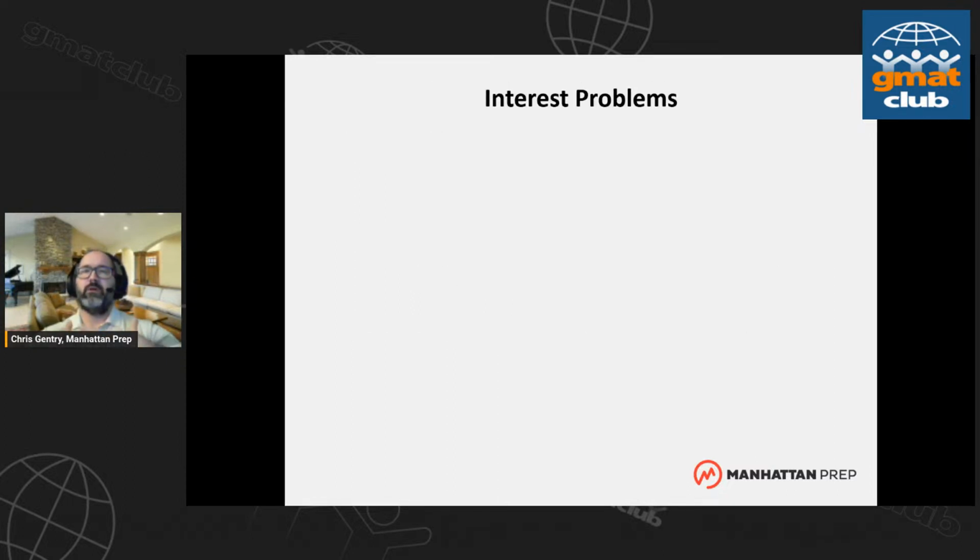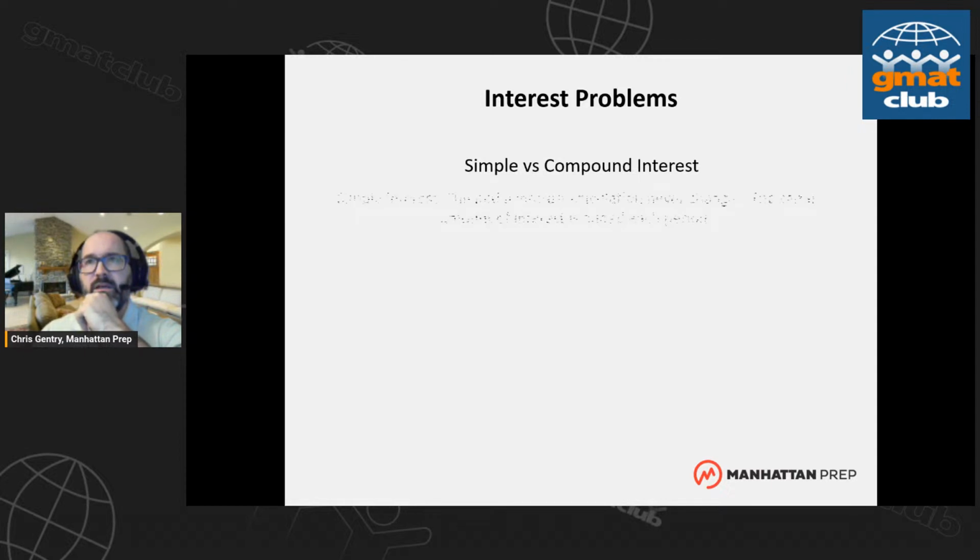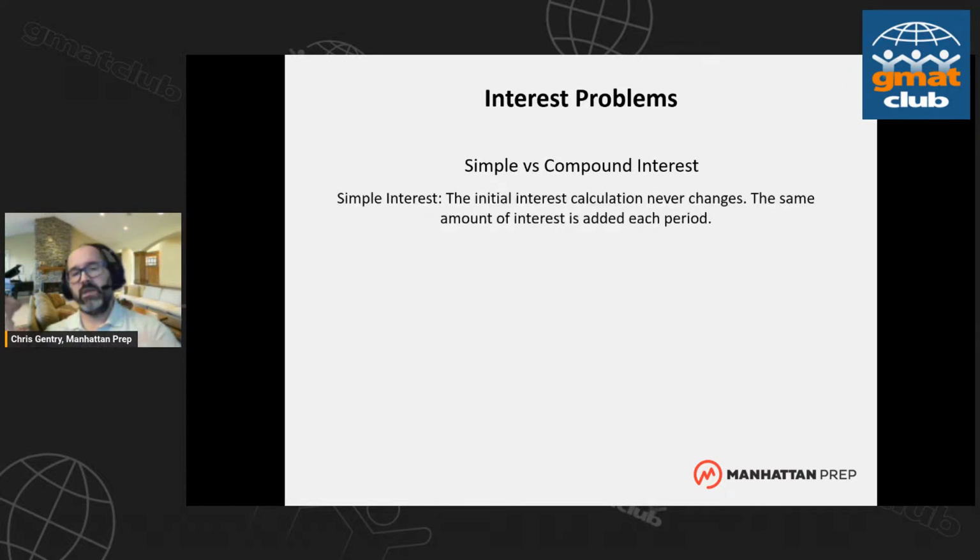Interest problems are merely applied percentage mechanics. And the wrinkle here is whether we have simple interest versus compound interest. Simple interest, they use the term simple for a reason. It is static. You take your initial interest calculation and you stack that interest to each period of accumulation.